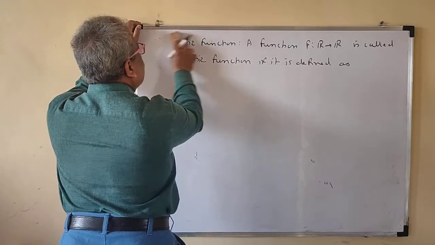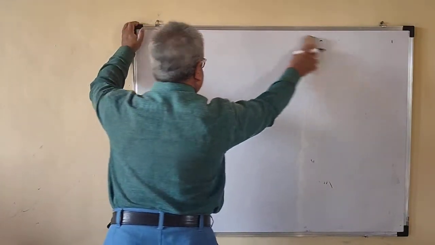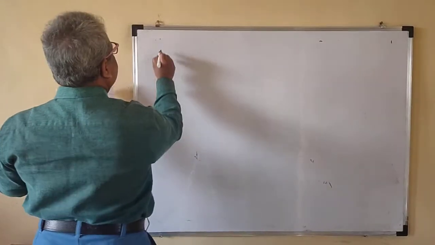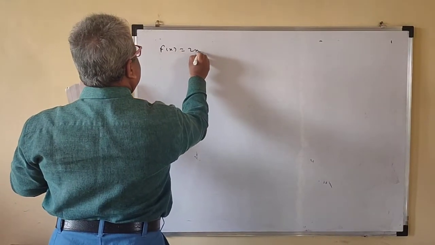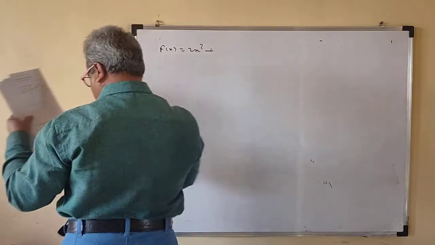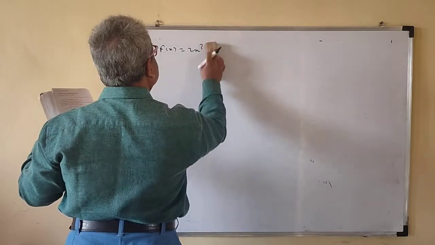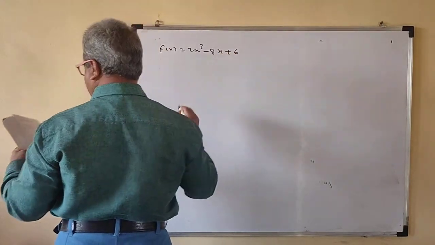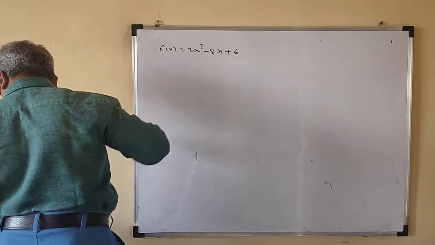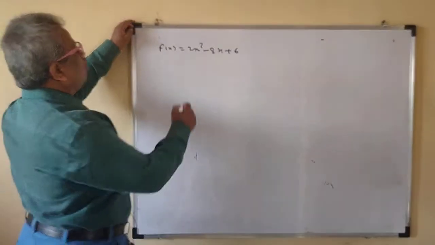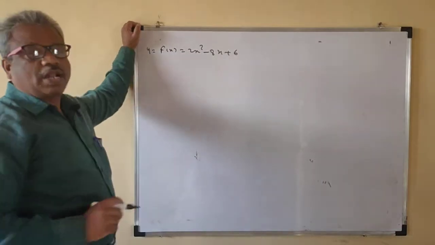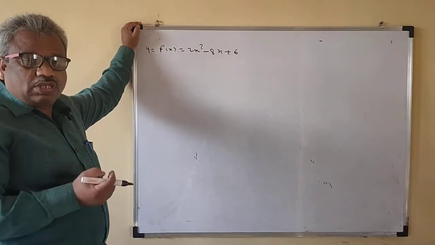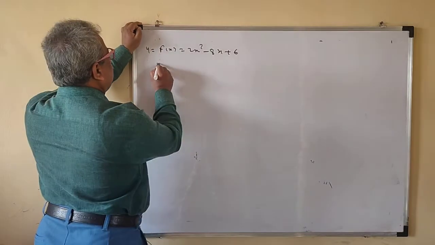Okay, so we'll do one more problem on the graph of the quadratic function. Suppose we take this problem: f of x is equal to 2x square minus 8x plus 6. Now this is your y. We have to plot a graph of the quadratic function, so we have to convert this into standard form.